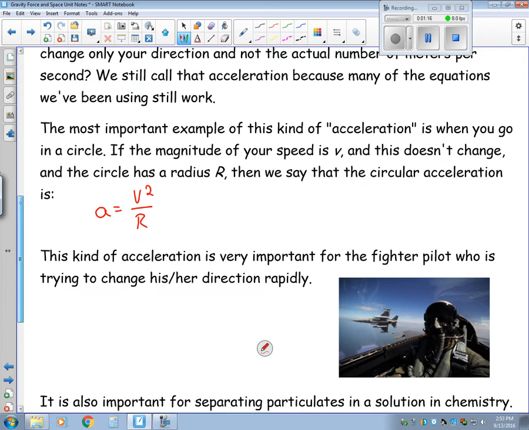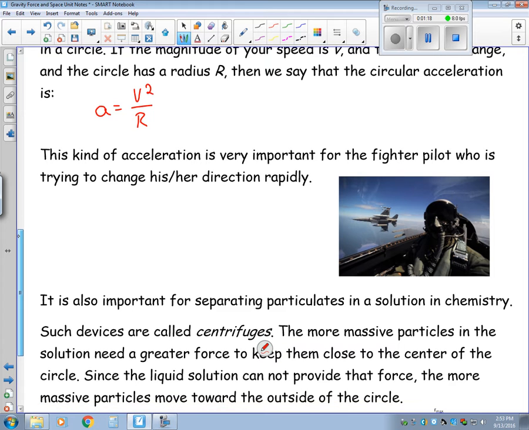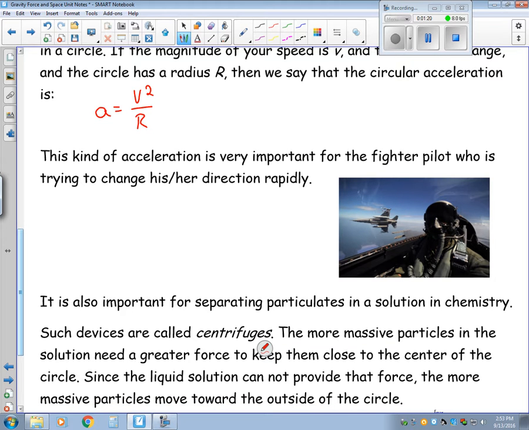This is very, very important for fighter pilots, because when they change their direction rapidly, basically what they're doing is going in a large circle. And even though they're maintaining a constant speed, they still have an acceleration.